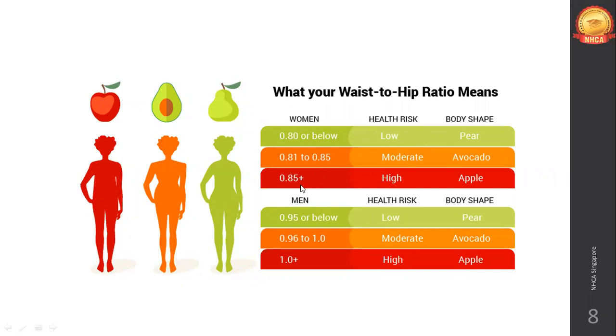A woman whose waist to hip ratio is more than 0.85 has a high risk, and usually will have an apple shaped body. And when it comes to men, similarly, if your waist to hip ratio is equal to or more than 1, you have a high risk of cardiovascular diseases or obesity related issues. So usually we say a person who has an apple shaped body has too much fat accumulated in the abdominal region as compared to the lower body. These people have a high risk of being obese as well as developing cardiovascular diseases.